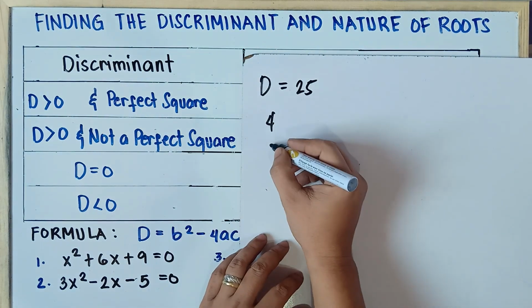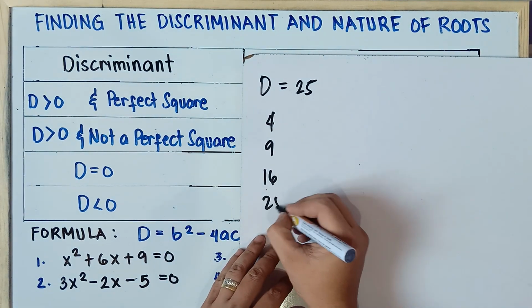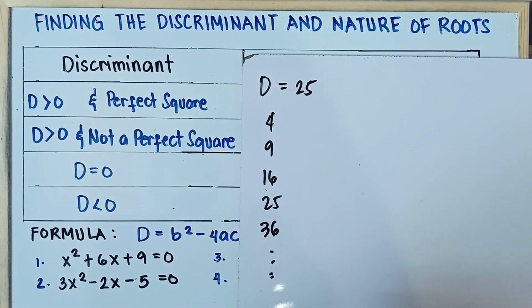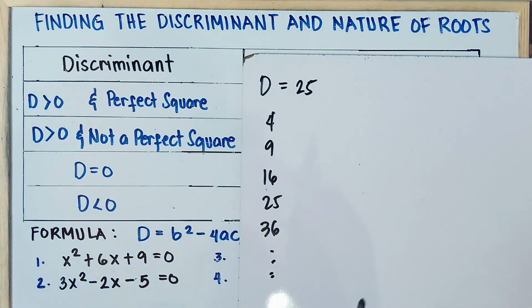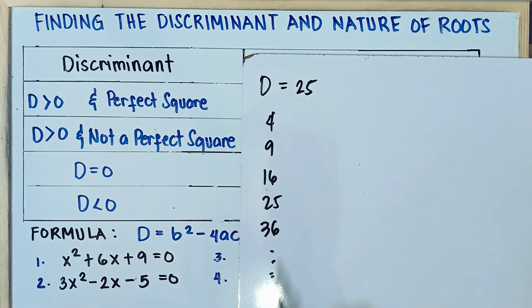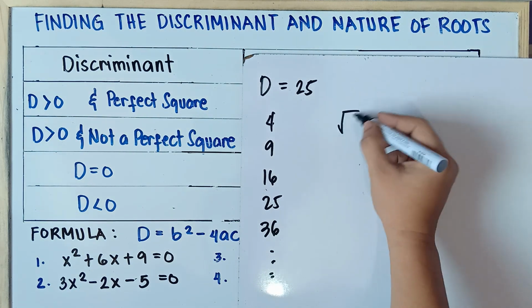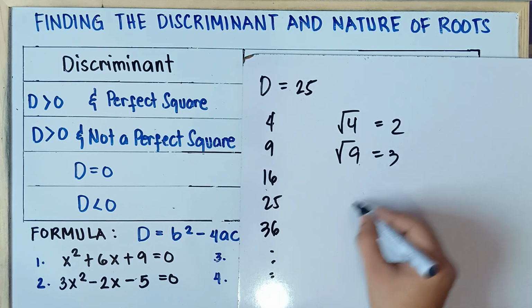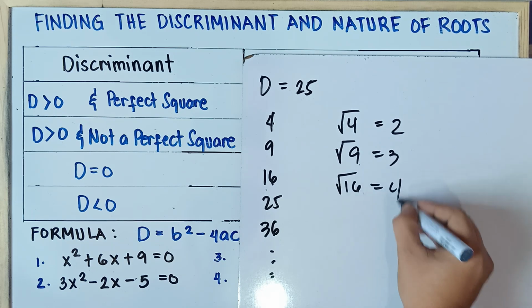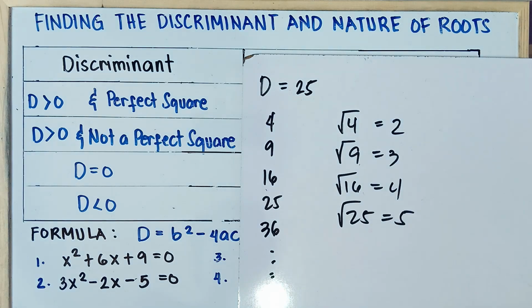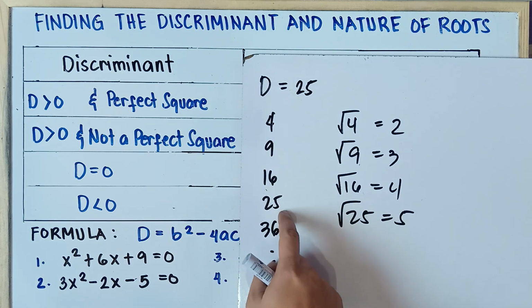Now, how do you know that a number is a perfect square? Example, class, 4, 9, 16, 25, 36, and so on. We call these numbers perfect squares, right? Why is that? Because when we get the square root of these numbers, our answer is a whole number. Example, the square root of 4 is 2, the square root of 9 is 3, the square root of 16 is 4, and the square root of 25 is 5, because 5 times 5 is 25.